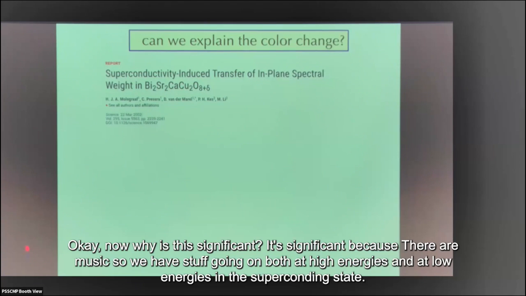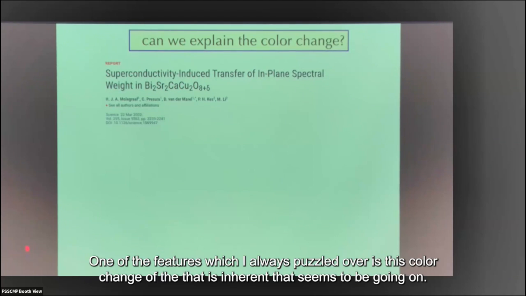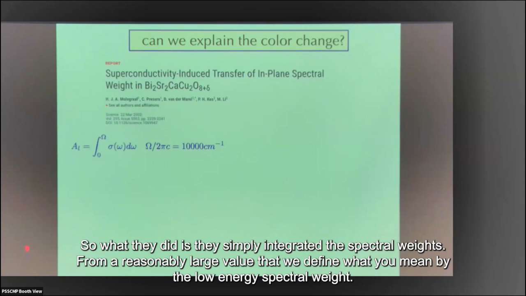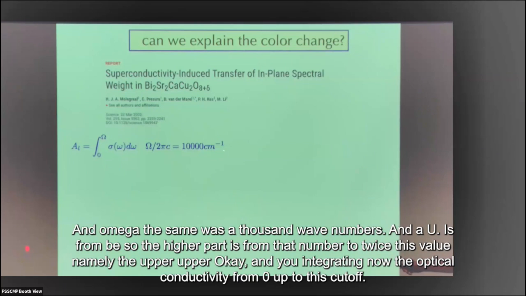Now, why is this significant? It's significant because we have stuff going on both at high energies and at low energies in the superconducting state. One of the features which I always puzzle over is this color change that seems to be going on once the cuprates become superconducting. And this is Dirk van der Marel's experiment. What they did is they simply integrated the spectral weight from a reasonably large value that would define what you mean by the low energy spectral weight. And omega, let's say, was 1,000 wave numbers.